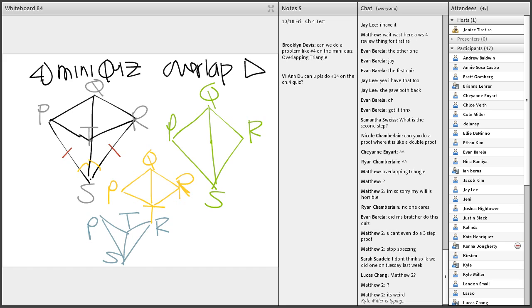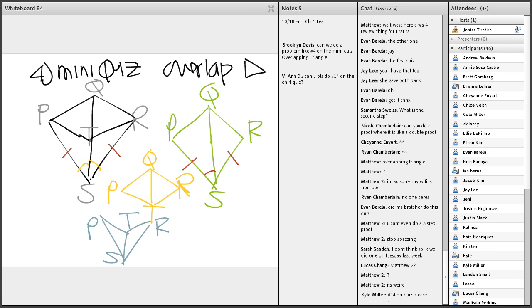Now what we have to do, and again, it's going to be easier for you guys because it's already going to be given to you in the proof. It'll tell you what triangle to choose.